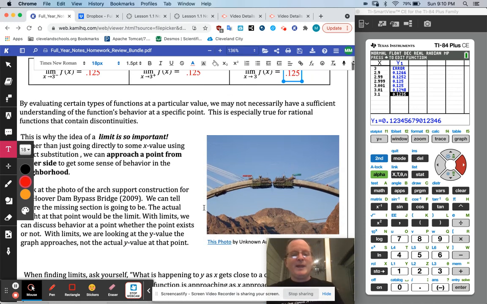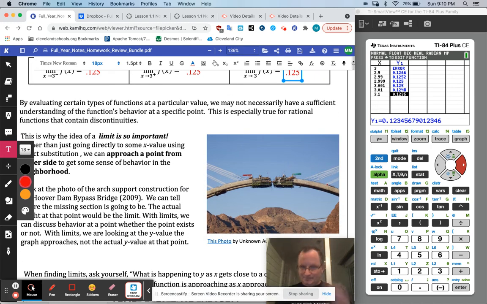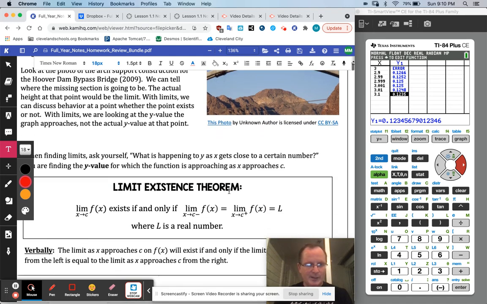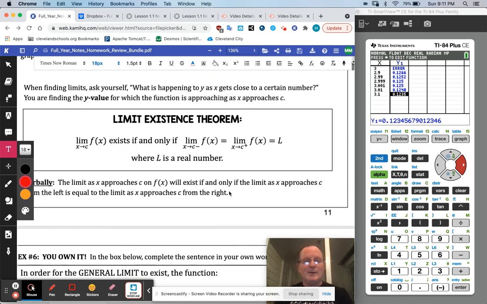Now we got a kind of cool thing here. It reminds me of our road to nowhere kind of thing, as you're approaching this point on both sides, but there wasn't anything there. But the good thing is they were both heading in the same direction as they were building it. And that's exactly what this is.